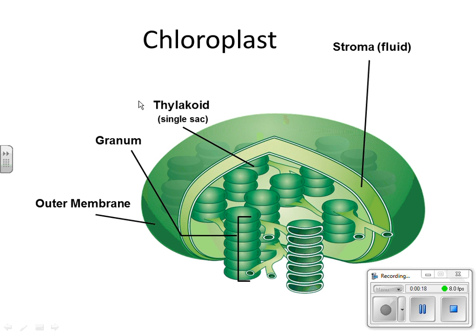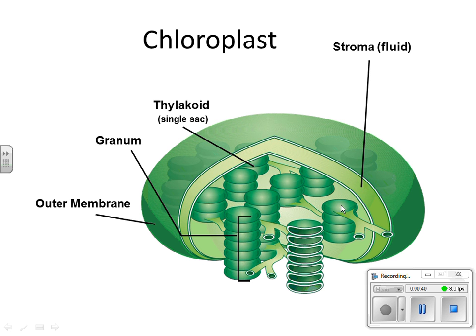So this is what a chloroplast looks like. It has these little stacks of disc things in them. Each little disc is called a thylakoid. That's where the chlorophyll is. And then the whole stack of the thylakoids together is called a granum, or if it's more than one, then it's called grana.